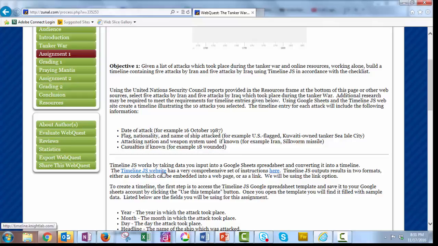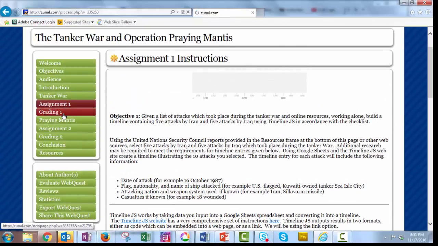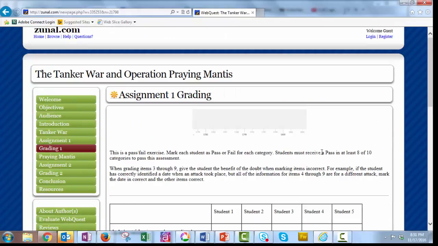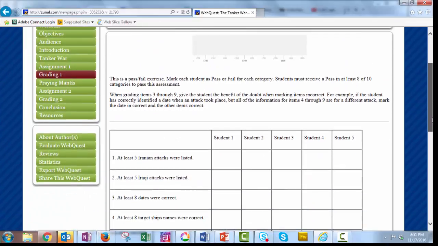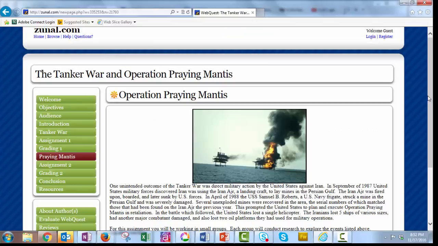And then he gives you some guidance on using the Timeline.js website. And he gives you what you want. He wants to see your year, month, day, headline, media, etc. So beautiful guidance here on this. And then, of course, here's that checklist, okay? Let's go to the next activity, Praying Mantis.